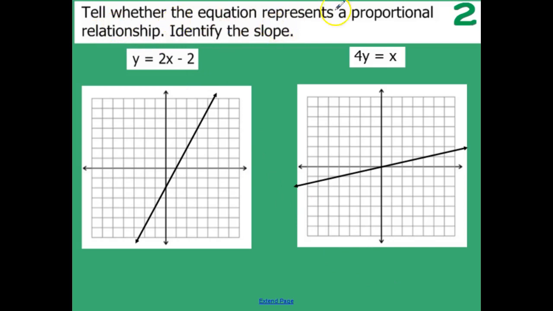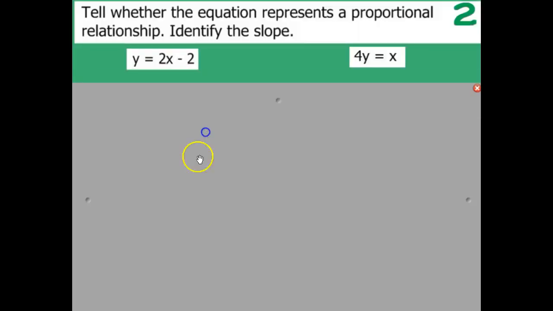So tell whether the equation represents a proportional relationship. Identify the slope. There are two ways we could do this. We could just look at the equation. If you're just given an equation, looking at the form y equals mx plus b, well, we just learned that proportional graphs have a b of 0, so they would be y equals mx plus b when b is 0. This one, b is a negative 2, so we know right away it is not proportional.